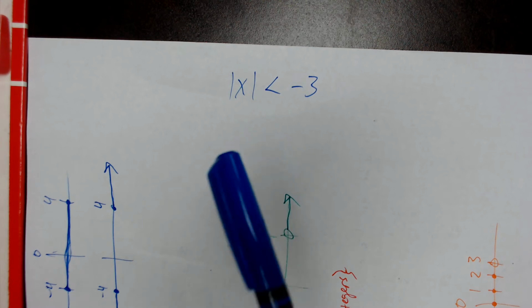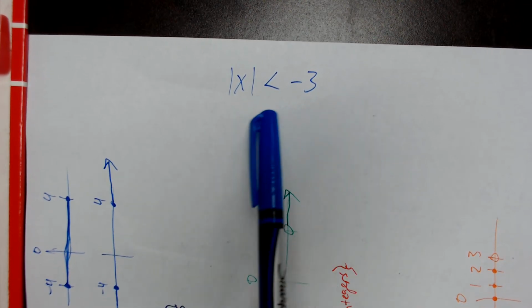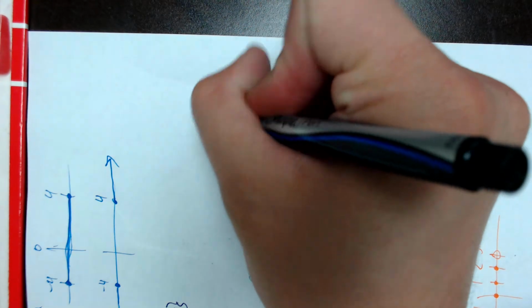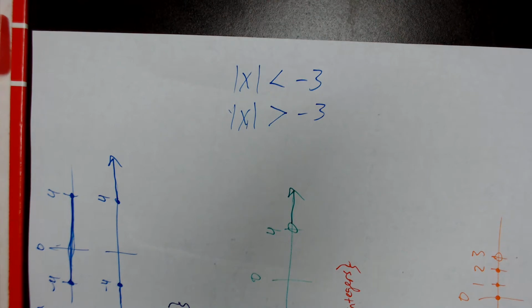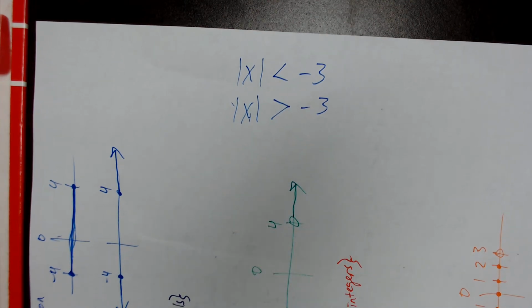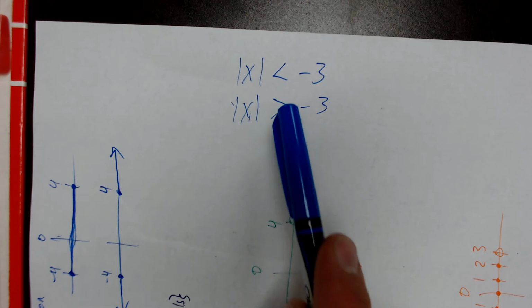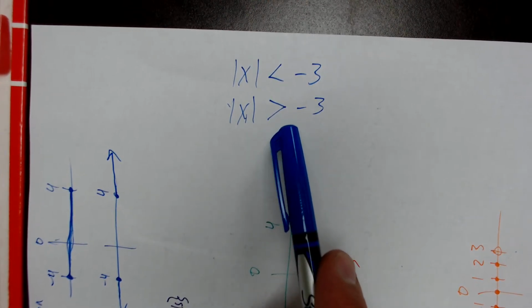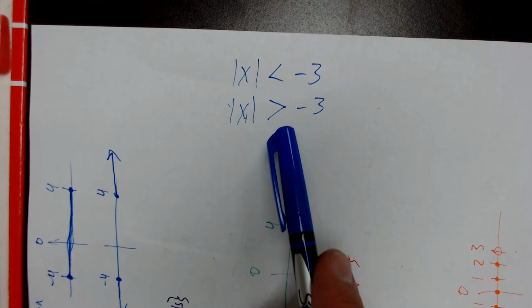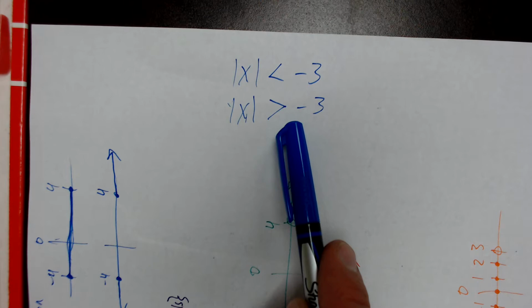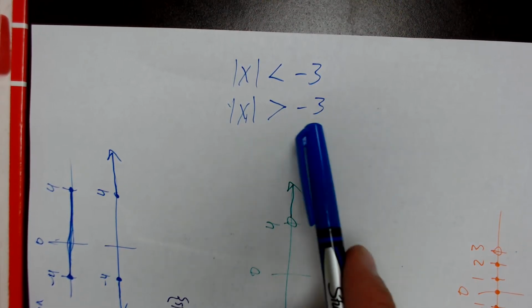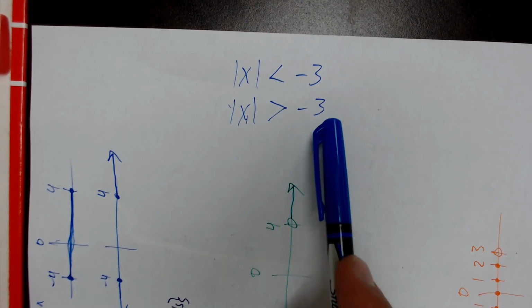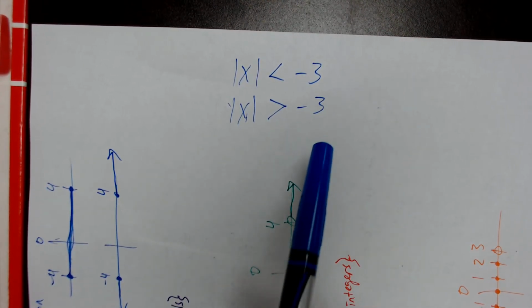So since we can't have absolute values that equal negative numbers, if you ever get an inequality like this one, or even if it's greater than, there's nothing we can graph here. The reason it doesn't work for greater than is that you can't have an absolute value that's greater than -3, because then -2 wouldn't work either. So if you have a negative number, you can't really do anything to graph.